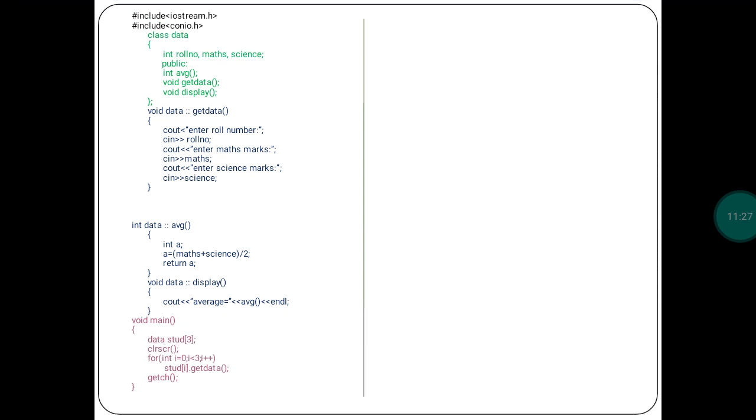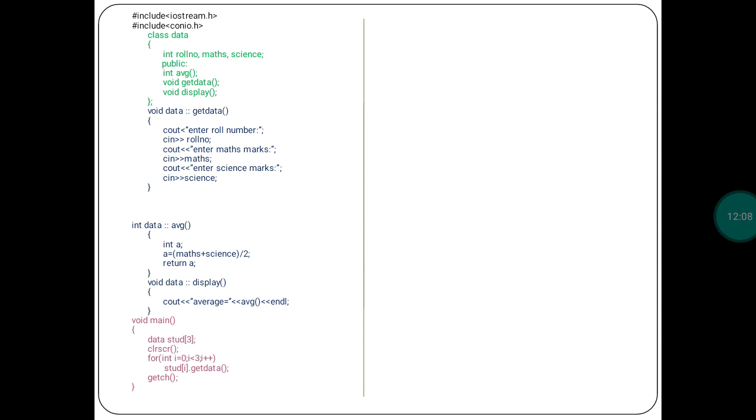Void main. Now, roll number, maths, science: we will input three values and display the average. For how many students? If we input only one student, we can create only one object. If you want to input 100 students' roll numbers, maths marks, science marks, and display 100 students' averages, then we have to use an array, an array of objects, when more objects are necessary.